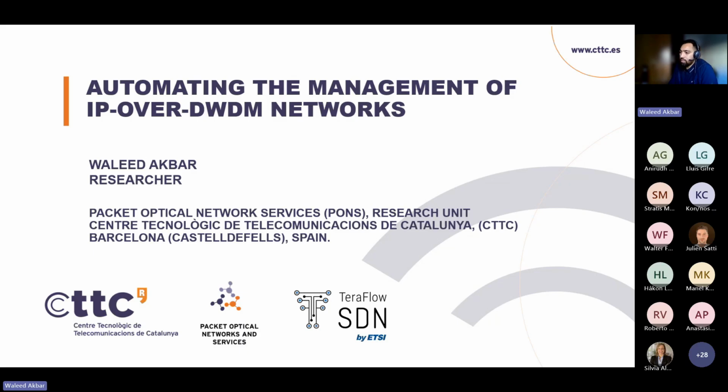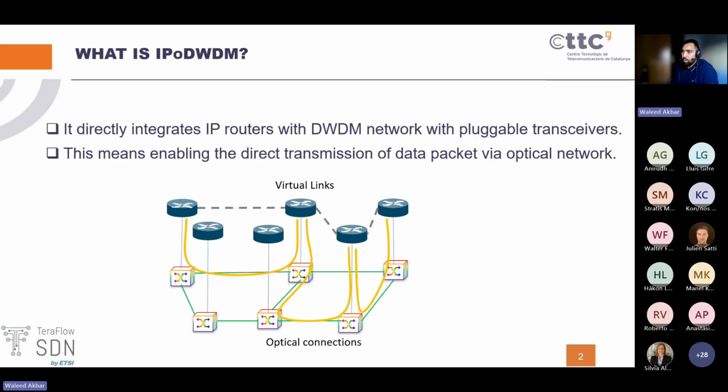So first of all, I will just give you a very quick introduction about what is IP over DWDM. IP over DWDM means that you are using an IP network on top of a wavelength division multiplexing network. This can be achieved by the use of the pluggable transceivers that we can directly install on the routers, and this will enable us to directly transmit the packet data onto the optical network.